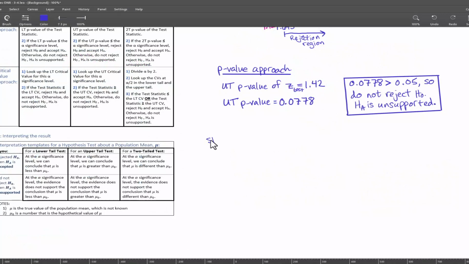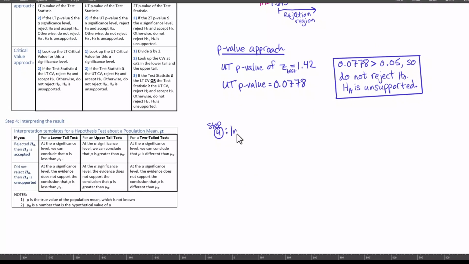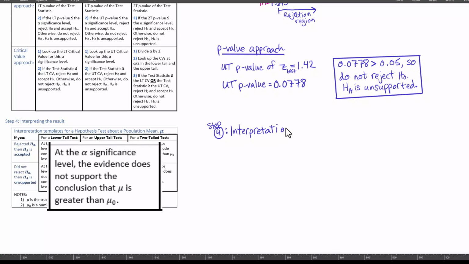Here we are at the final step, which is step 4, interpreting the results. Upper tail test, and we did not reject the null, so the interpretation template is this one. At the alpha significance level, the evidence does not support the conclusion that mu is greater than mu 0. We have to fill in alpha, we have to fill in mu, and we have to fill in mu 0. But let's talk about where this actually comes from, because it comes from the alternative hypothesis. If you do it this way, you don't have to know the template because you can always read it from the alternative hypothesis.